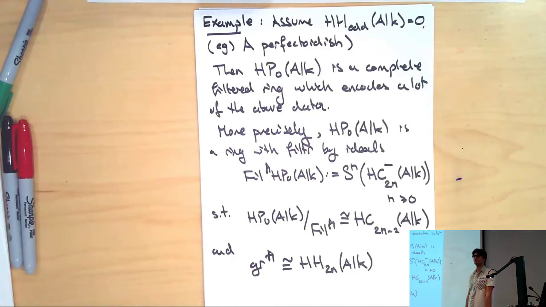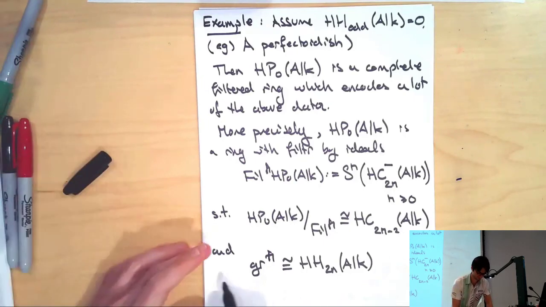Other questions? So this periodicity property for HP looks a little bit like the periodicity of group cohomology for a cyclic group. Is there some way to actually represent group cohomology for a cyclic group in this setup?